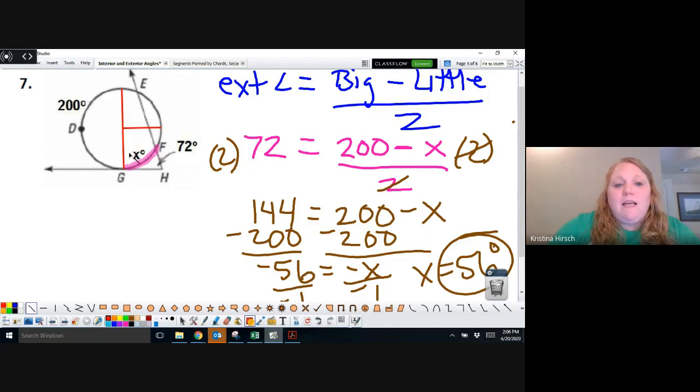So does it make sense? This is definitely less than 90. Does it make sense that 56 could be the answer? You know, half of 90 is 45. Well, that's more than 45, but less than 90. So that's just another way for you to think about it.